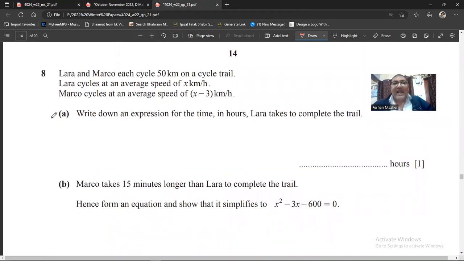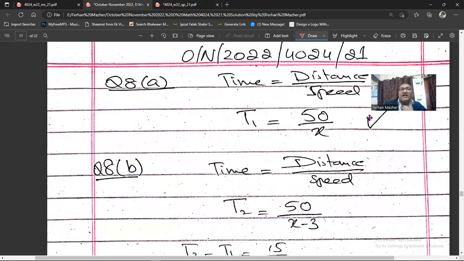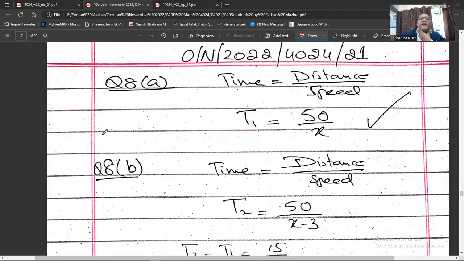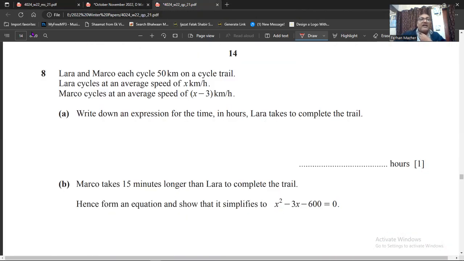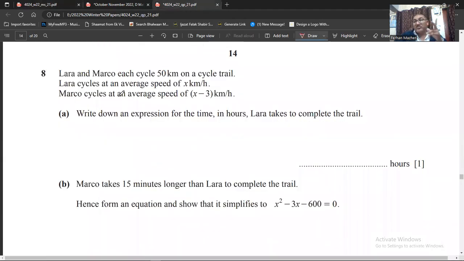It says Lara and Marco each cycle 50 kilometers on a cycle trail. Lara cycles at an average speed of x kilometers per hour. Marco cycles at an average speed of x minus 3 kilometers per hour. Write down an expression for the time in hours Lara takes to complete the trail. Lara will take distance divided by speed, let me call it T1. T1 will be 50 divided by x. That is the time for Lara. This is a famous question on distance and speed.